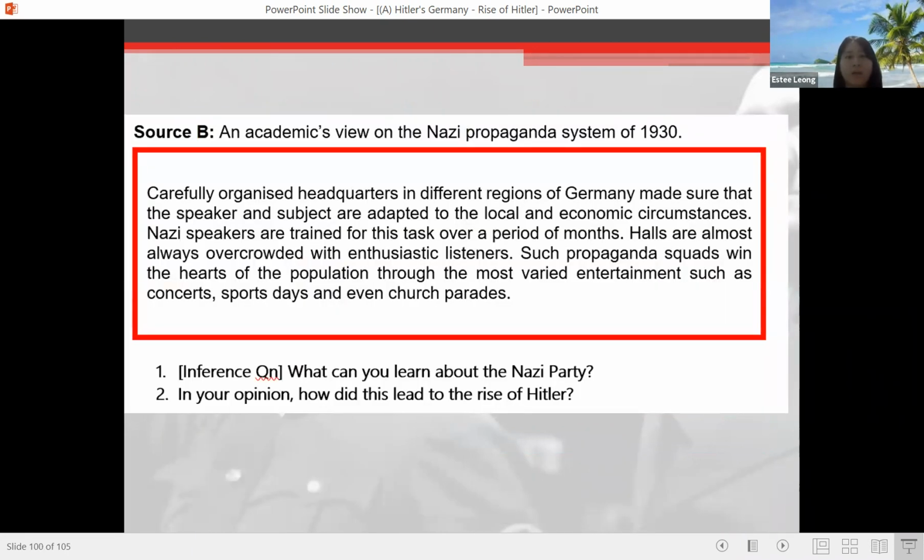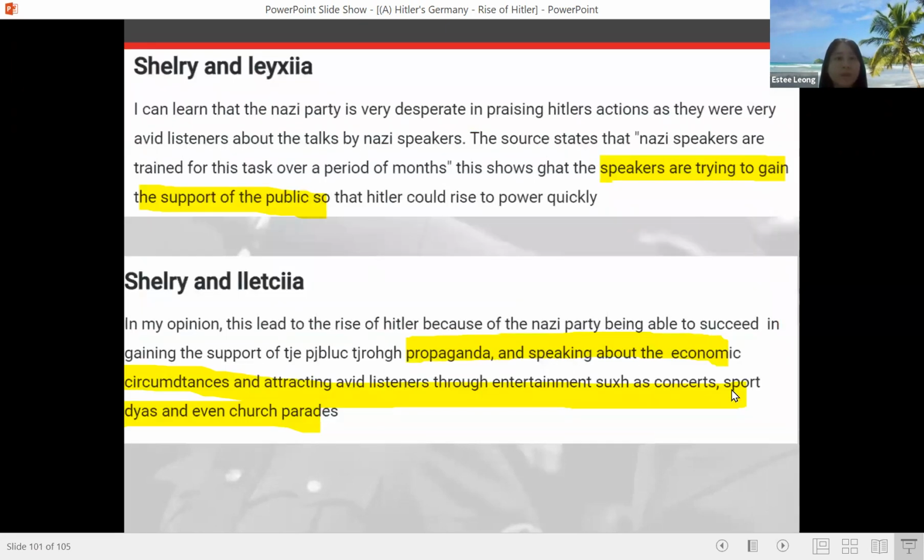This is one source that I gave you, right? Nazi propaganda system of 1930. There were different headquarters in different regions of Germany, to make sure that the speaker and whatever they say is adapted to the local and economic circumstances. Nazi speakers are trained and they win the hearts of the people through varied entertainment such as concerts, sports days, even church parades. Sherry and Letitia, right?